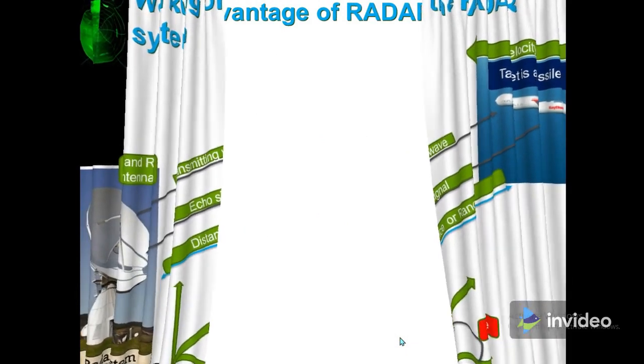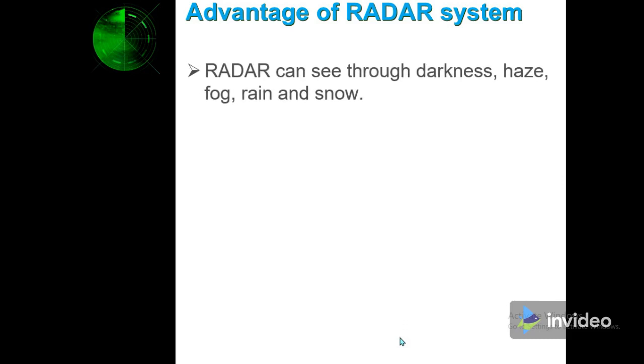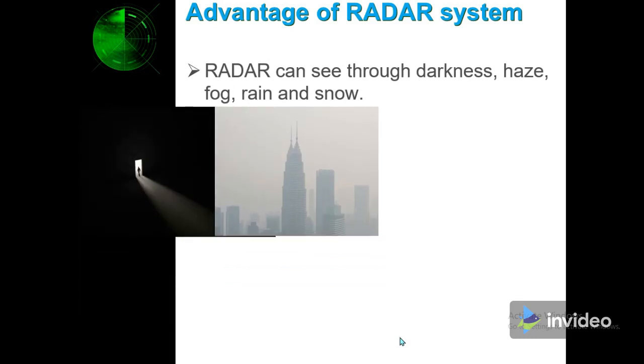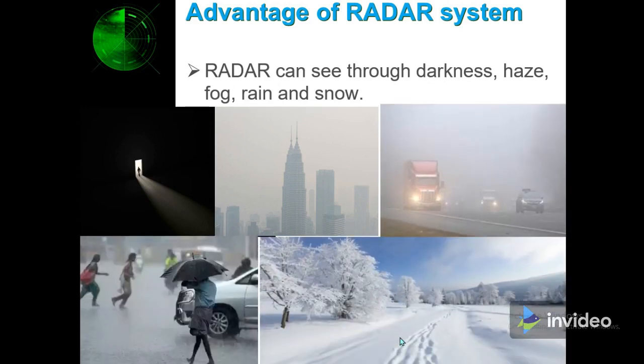Okay, now we will see the advantages of a radar system. Radar can see through darkness, haze, fog, rain and snow. I'll repeat, radar can see through darkness, haze, fog, rain and snow. It doesn't need light to detect an object; instead, it can find the object without any light. That's a specialty of radar.